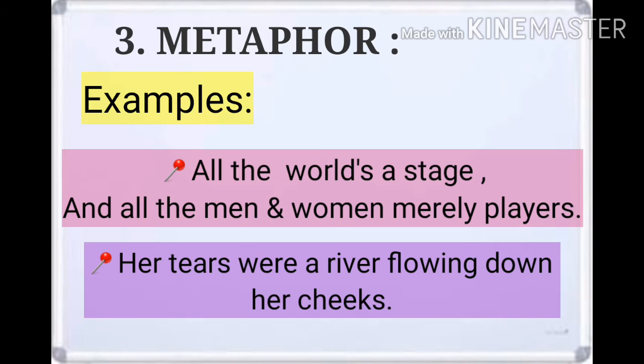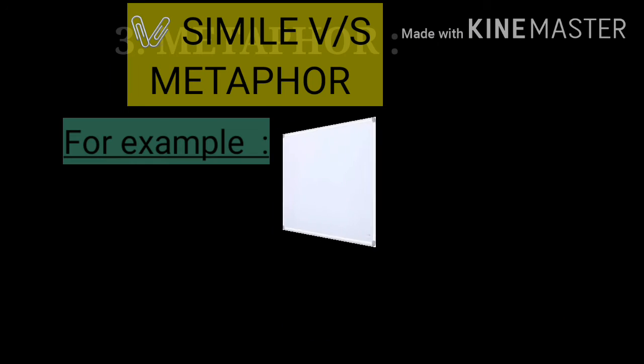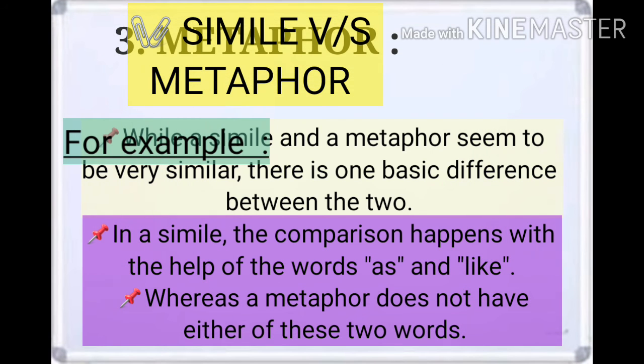The second example is, her tears were a river flowing down her cheeks. So here, as a river is so much larger than a few tears, the metaphor is a creative way of saying that the person is crying a lot. Although the two things, tears and river, are different, they have one thing in common. In both, what flows? Water flows.